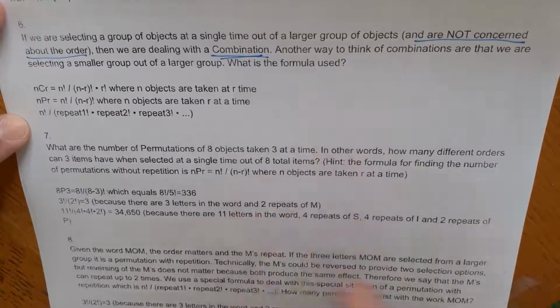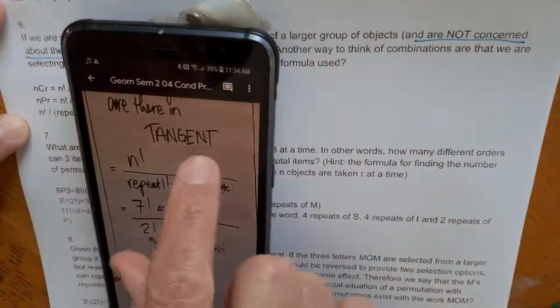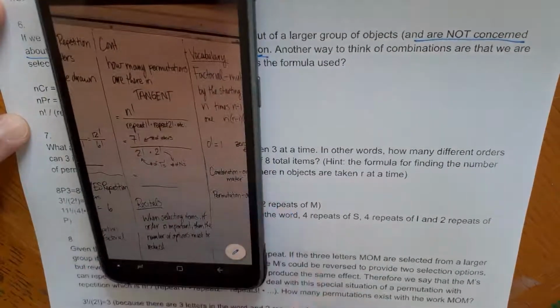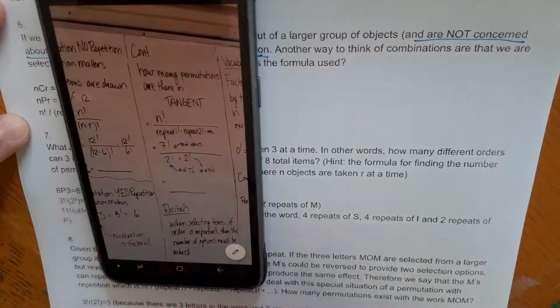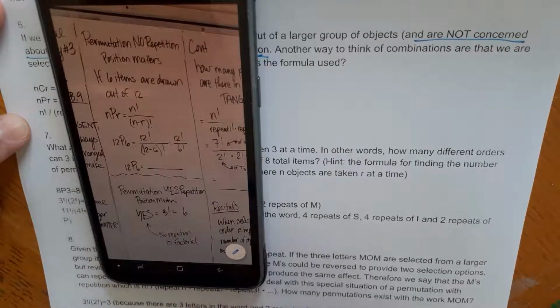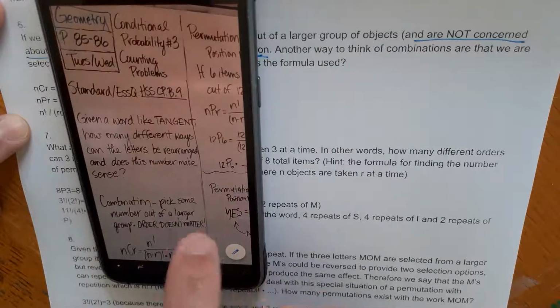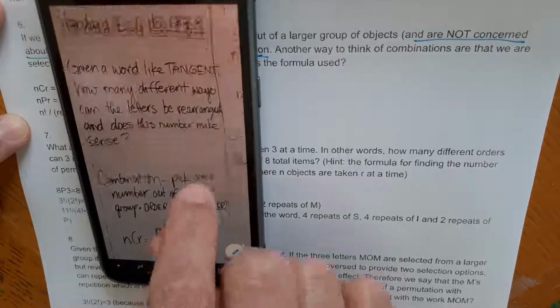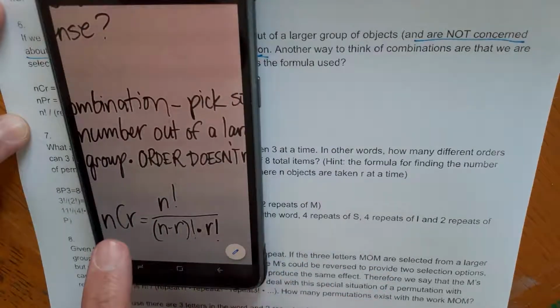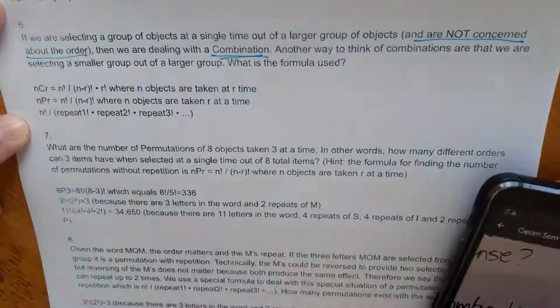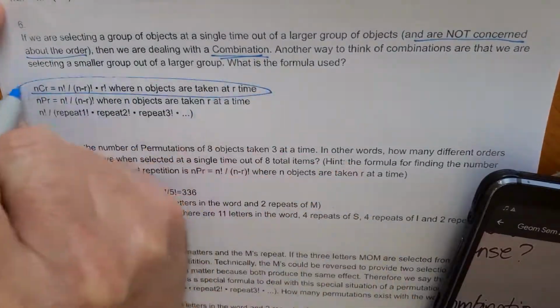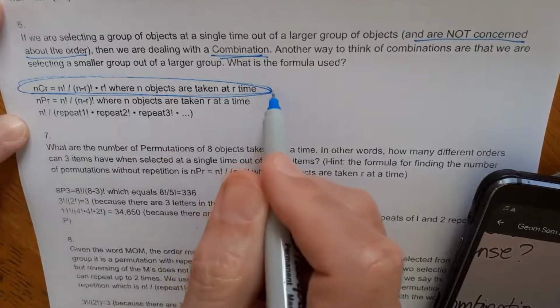What's the formula used? Again, we're just going to go back to the notes, because this is an introduction for us into this subject of statistics. So here we go, combination right here. You just got to find it in the notes. nCr is the abbreviation that you set up, but it's n factorial over (n minus r) factorial times r factorial.